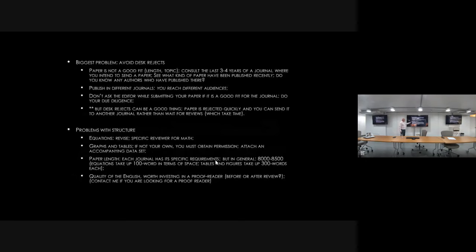Make sure your graphs and tables have permissions and are sourced well. That's what I said: each equation, 100 words. I get papers with 30 equations. That's 3,000, plus 8,000 words, plus 10 paragraphs. You have to do 15,000. And the quality of the English.